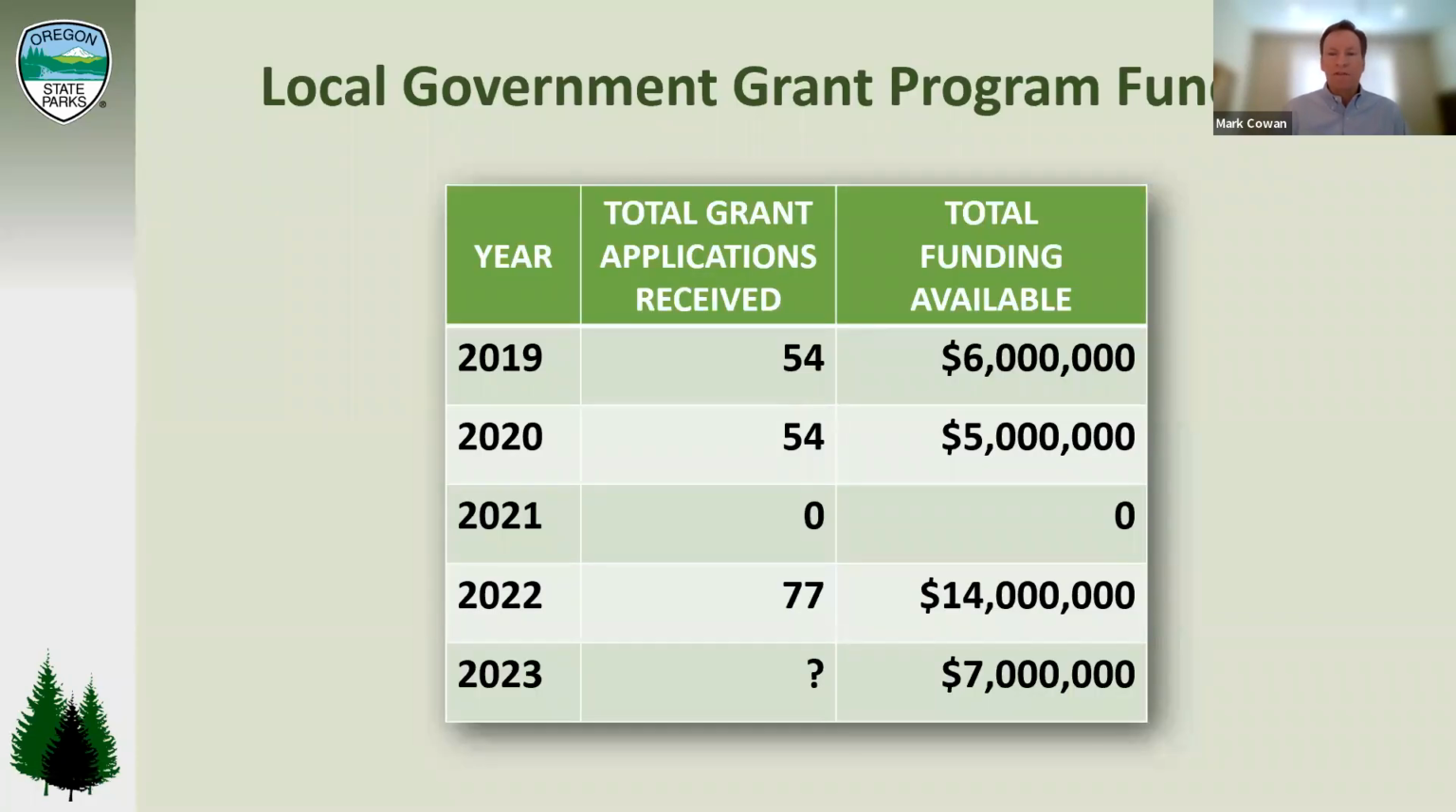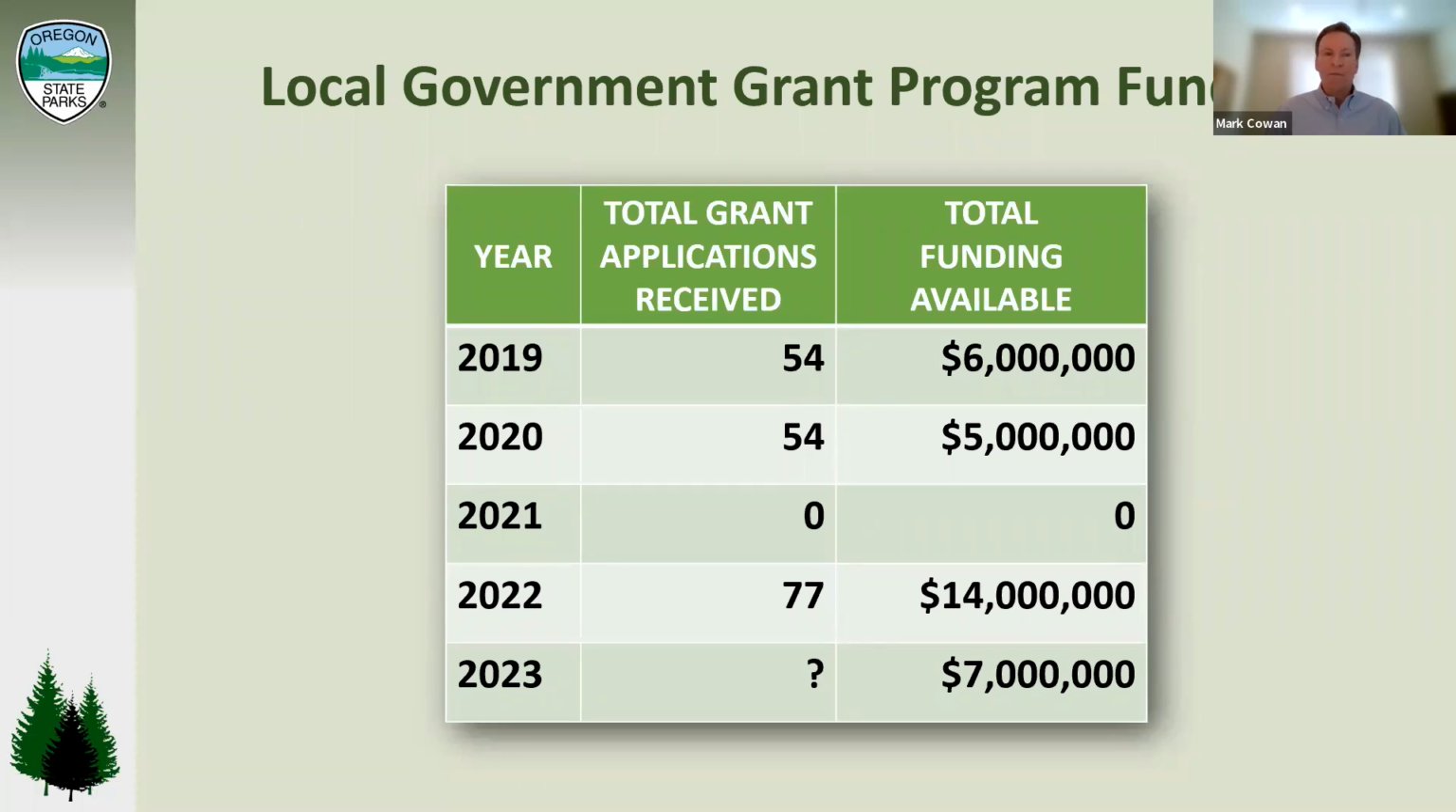Just to give you a little history of where we've been the last couple of years, we've taken a bit of a zigzag path recently, primarily because of the pandemic. But I look back to 2019 as really the last normal year that we had. In that year, we received 54 grant applications overall, including large, small, and planning grant applications. And we had about $6 million to award.